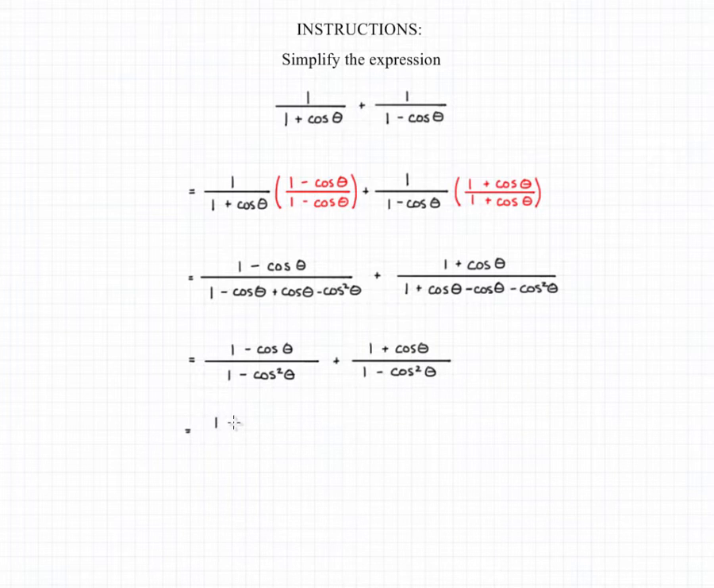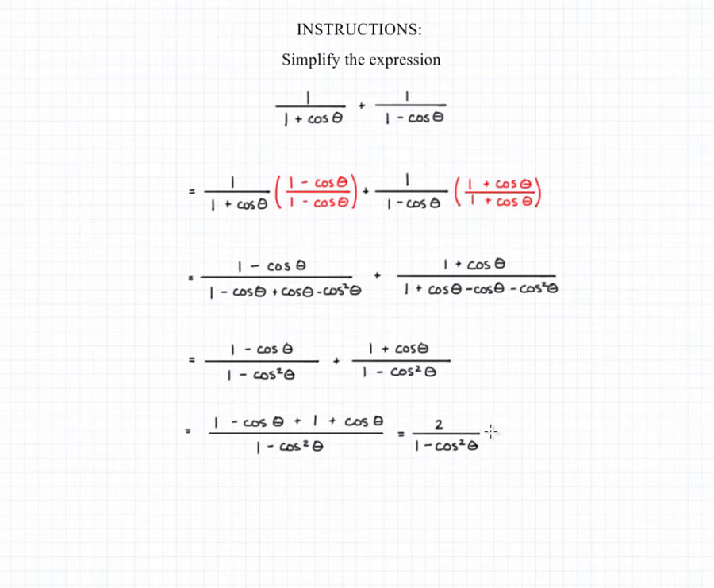Now we have a common denominator. We can add the two fractions together by adding the numerators. We'll have 1 minus cosine theta plus 1 plus cosine theta all over 1 minus cosine squared theta. And that's going to equal 2 over 1 minus cosine squared theta, which we can simplify using a Pythagorean identity to 2 over sine squared theta.